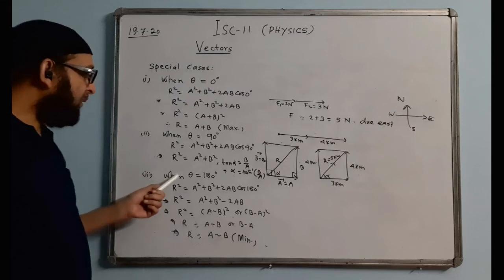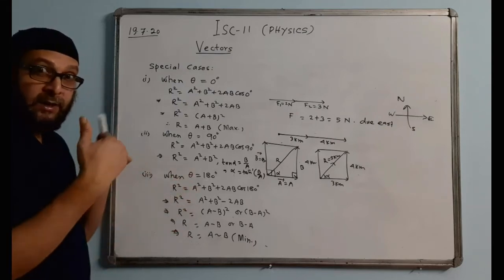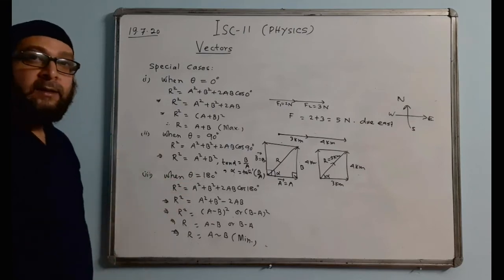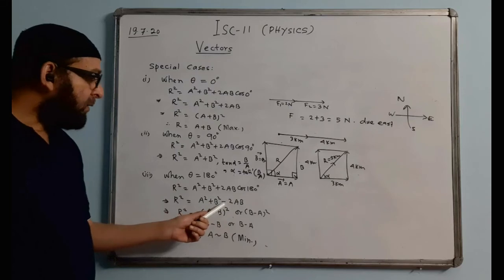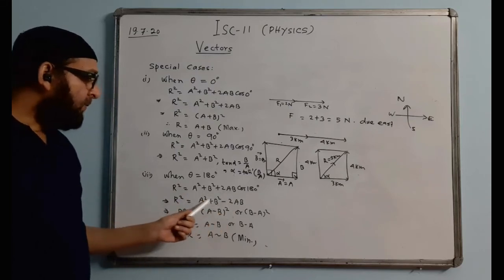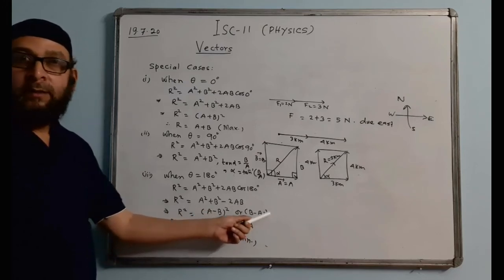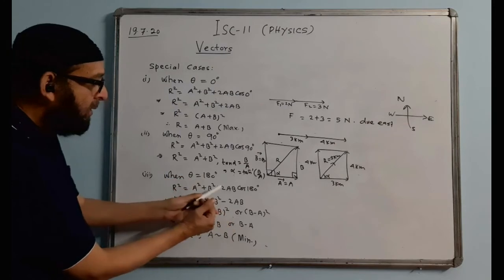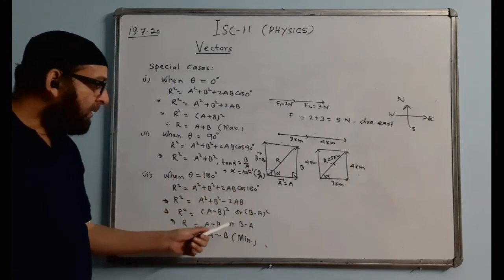Now case number 3, when theta is equal to 180 degrees. That is when the two vectors are in opposite direction. For that the angle taken is 180 degrees. So cos 180 degrees value is minus 1. So the formula becomes a square plus b square minus 2ab. This we can write either as a minus b whole square or b minus a whole square, because in a whole square, when you change this, it doesn't make a difference. Therefore, the R value can come either a minus b or b minus a.